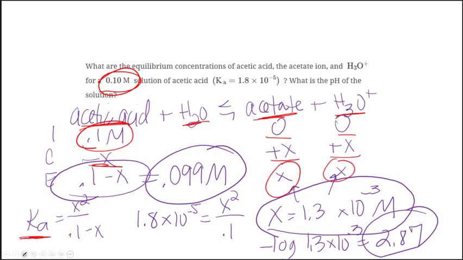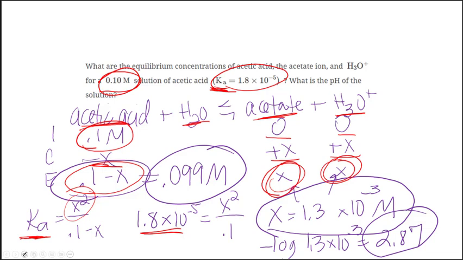So I set up the Ka expression. Ka is equal to x squared, because x times x is x squared, over my reactants, which is 0.1 minus x. I then simplified it, put in my Ka value that I was given here, and I said, you know, what is 100 times that Ka? And that would be 1.8 times 10 to the negative 3. That is a lot smaller than this 0.1. So to make my math simple, I got rid of the minus x.